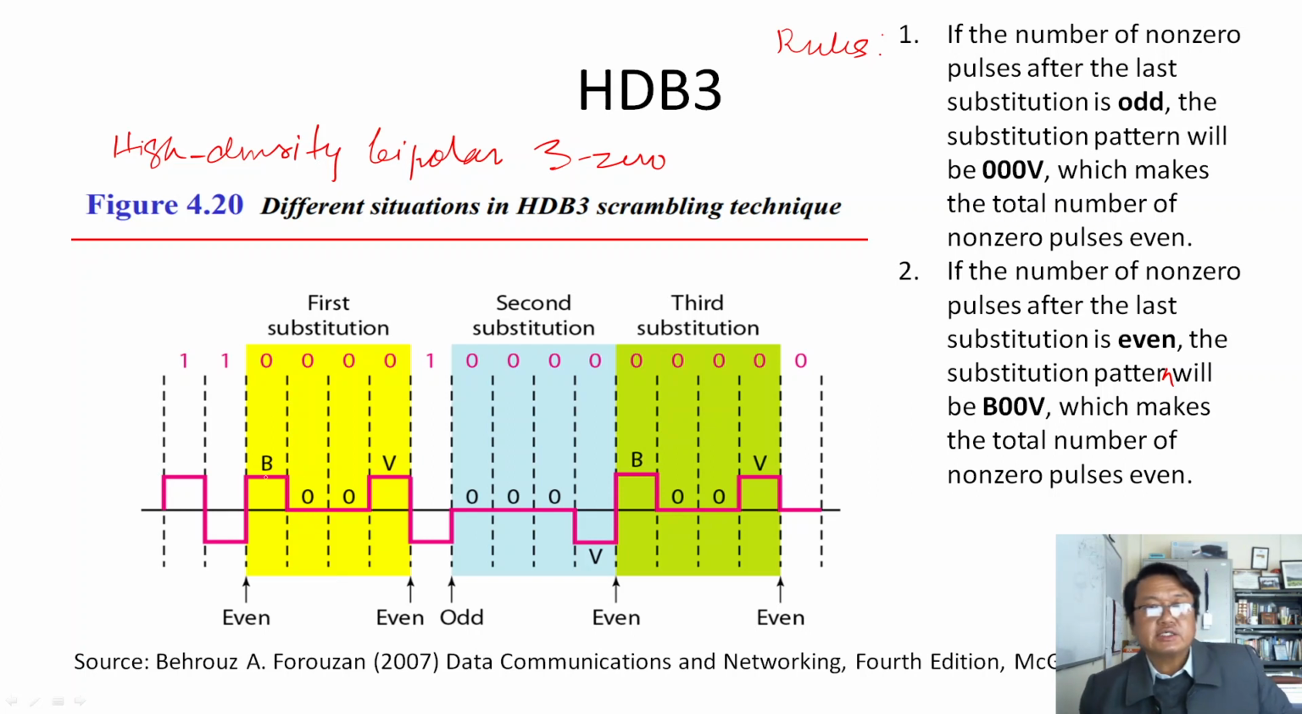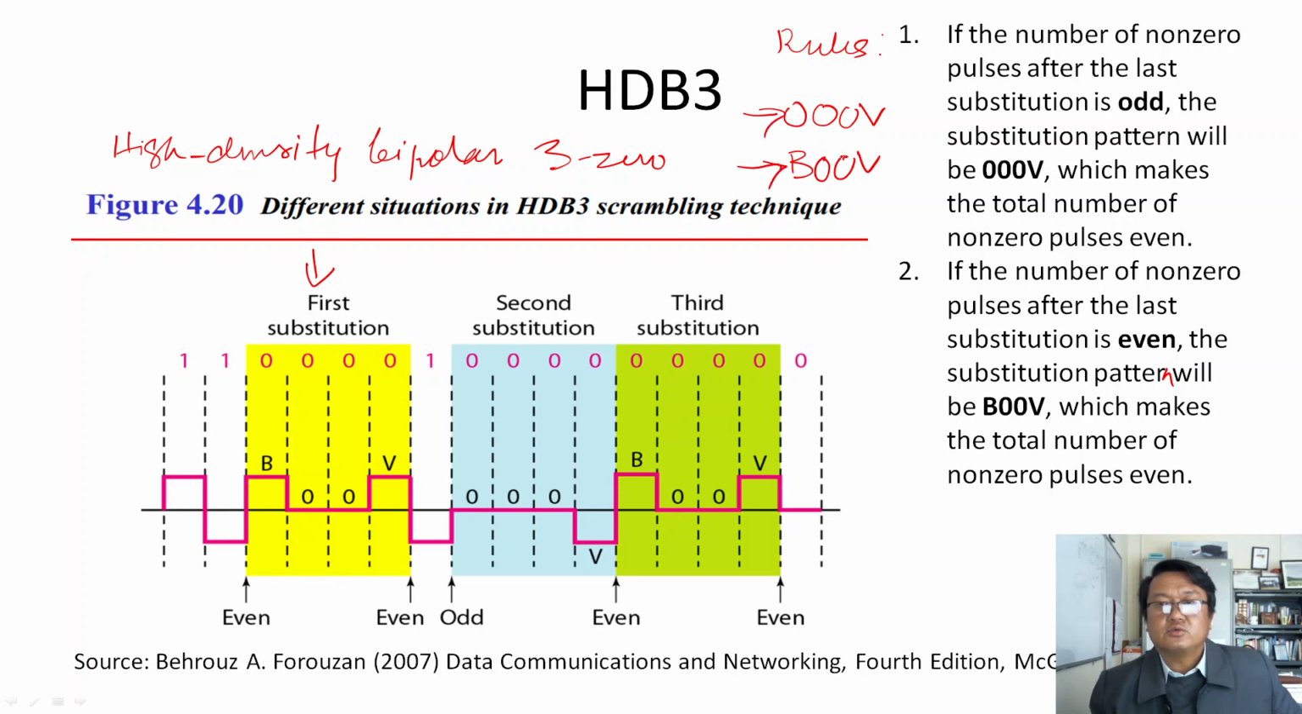Now for example, in the first substitution here, the last substitution is even. Then we are using two things. It should be either 000V (violation) or bipolar 00V. These are the two ways of substitution.